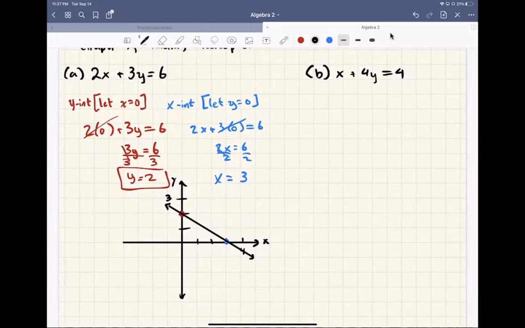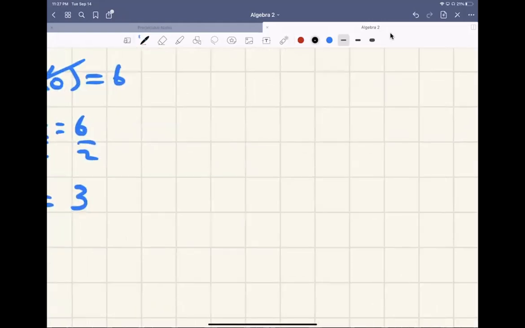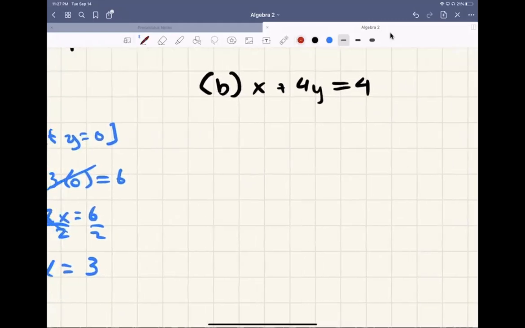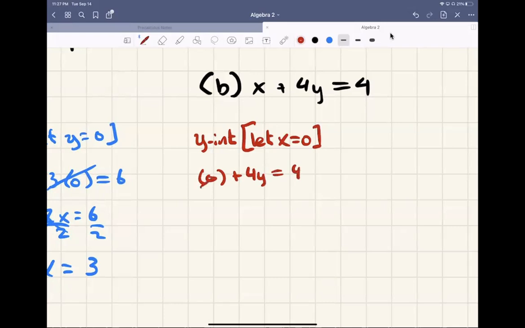x plus 4y equals 4. So first, let's find our y-intercept, okay? To find the y-intercept, we're going to, once again, let x equal 0. So you're going to have 0 plus 4y equal to 4. That goes away. You get 4y is equal to 4. You're going to divide both sides by 4. This goes away, and you're going to get y is equal to 1. Some of you guys might want to cancel that out, but 4 divided by 4 is 1. So make sure you write that down.